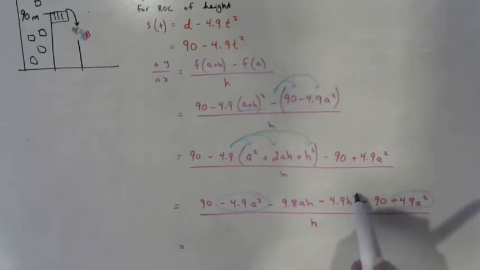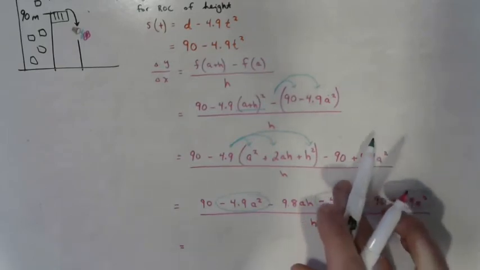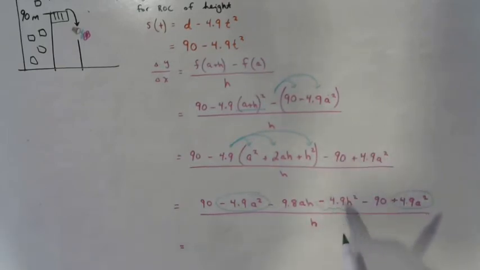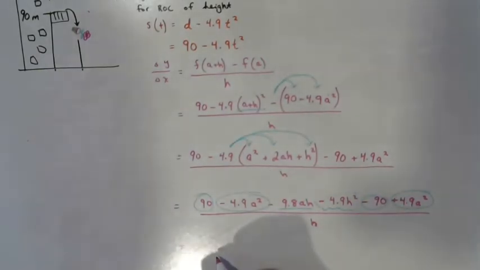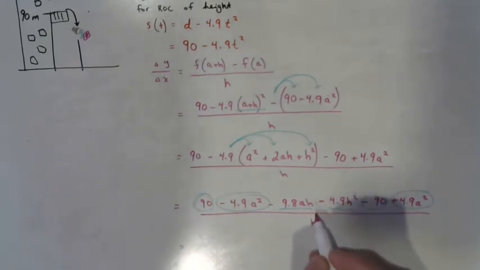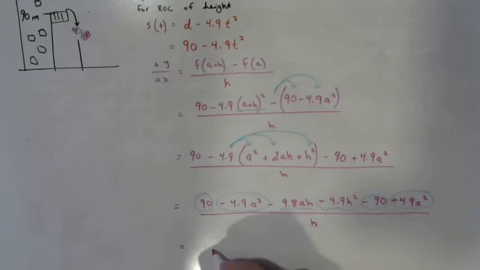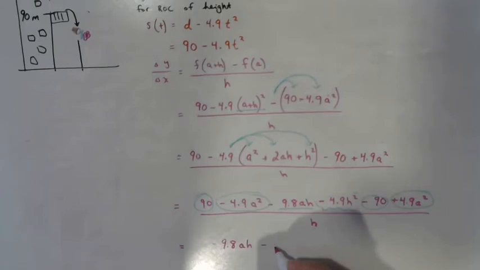I've got a negative 4.9h squared. I've got a 9.8ah, and then I also have a 90 minus a 90. Those are going to cancel out. So the only thing left in my numerator here is, oh, and look, our h's can cancel out, but we'll do that next. Negative 9.8ah minus 4.9h squared over h.